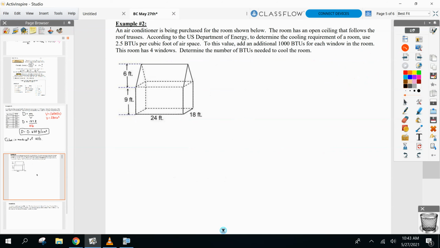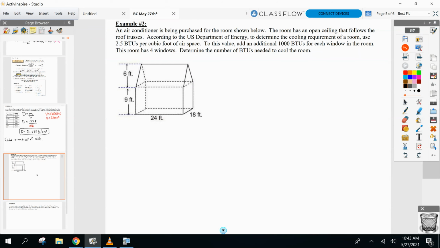All right, so I see the room. It's a whole room there. That's not a house, that's a room. It's all open, no ceiling. And we need 2.5 BTUs per cubic foot of airspace. And then I throw on a little addition there. For every window, throw in 1,000 BTUs. So how many are we going to need total to cool this room?